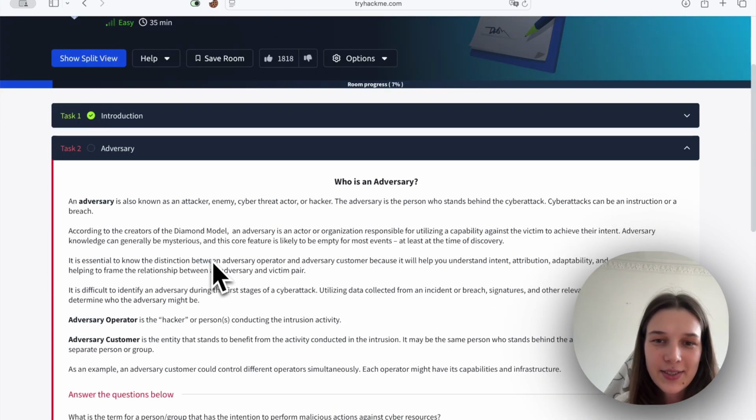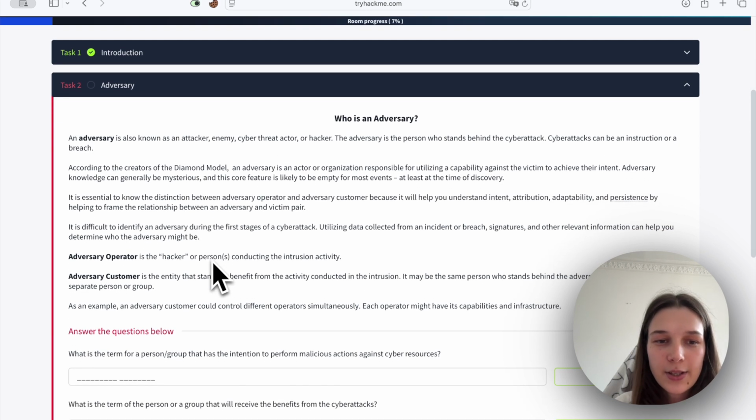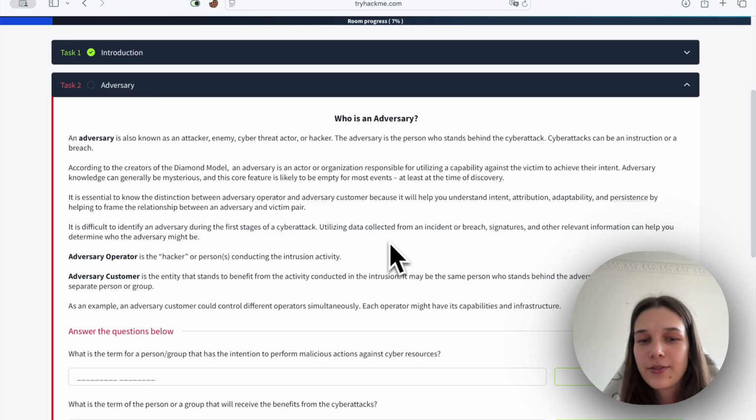Next one is adversary. Who is the adversary? This is the person who's known as attacker, enemy, cyber threat actor, or hacker. It can also be a group or organization. So the adversary operator is a hacker that conducts intrusion activity. So it's the person who is trying to do this attack. And the adversary customer is the person who benefits from the attack.